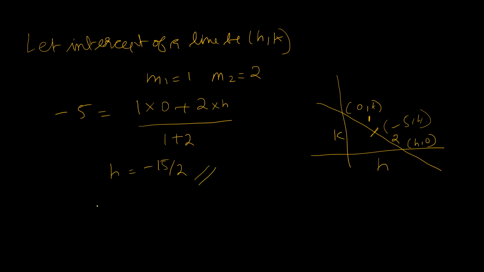To find k, we can take the value of the y coordinate, that is 4 equal to (m1 y2 plus m2 y1) by (m1 plus m2), that is 1 into k plus 2 into 0 by 1 plus 2. After substituting the values, we will get the value of k as k equal to 12. So we have got h as minus 15 by 2 and k as 12.